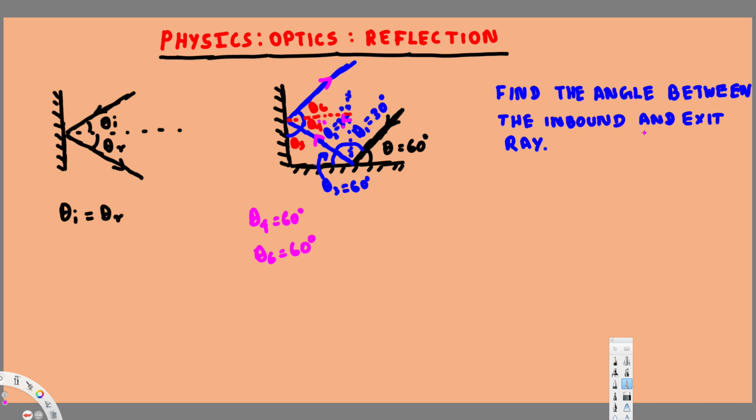So the answer for this one, find the angle between the inbound and exit ray, is parallel. You can say 0 degrees or 180 degrees. Both of them are correct. And that's how we do this kind of problem.